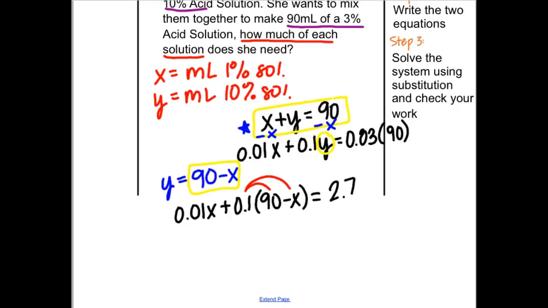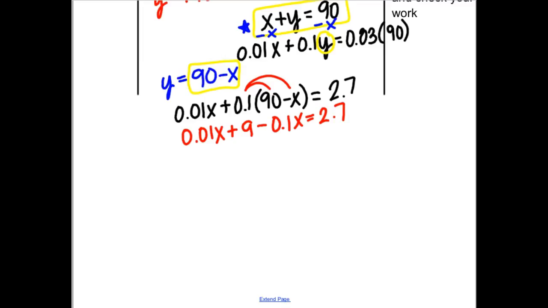So now that I have this, I need to distribute. I have my 0.01x, and I take 0.1 times 90, which is 9, minus 0.1 times x, which is 0.1x, equals 2.7. Now you're starting to see why a calculator is so important. So we combine our 0.01x and our minus 0.1x, and I believe I get 0.99x. Am I correct there?